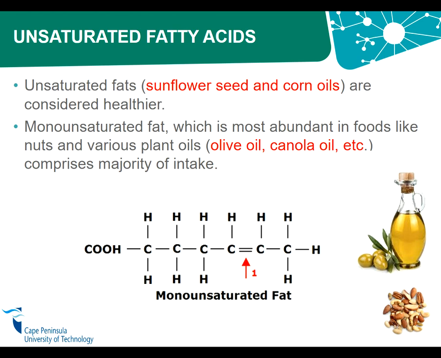So if we look at the unsaturated fatty acids now, these are considered healthier fatty acids, right? They include sunflower seed and corn oils. Monounsaturated fats are mostly abundant in foods like nuts and various plant oils. This includes olive oil, canola oil, etc. and comprises the majority of our intake. If you look here, there is one double bond. So we say this is a monounsaturated fatty acid, and this is where the point of unsaturation occurs.